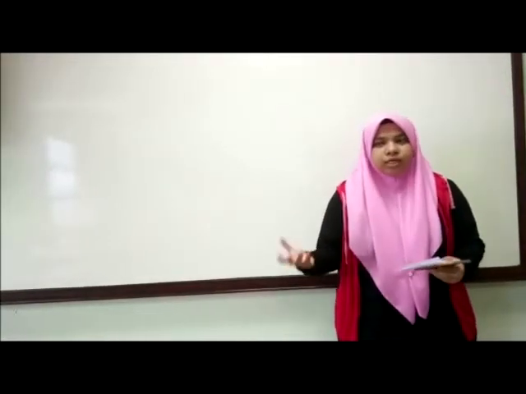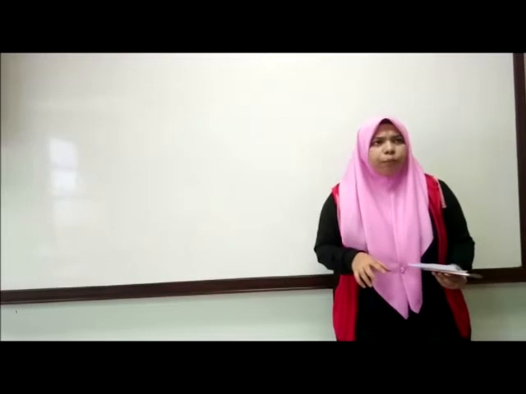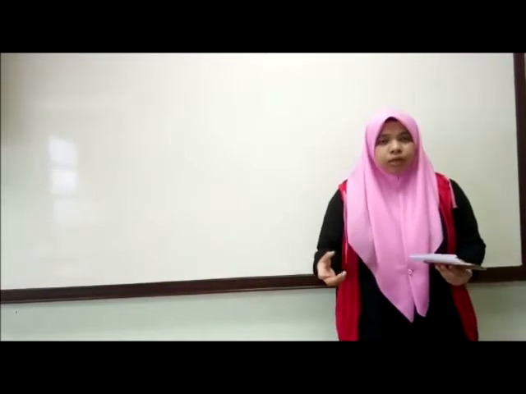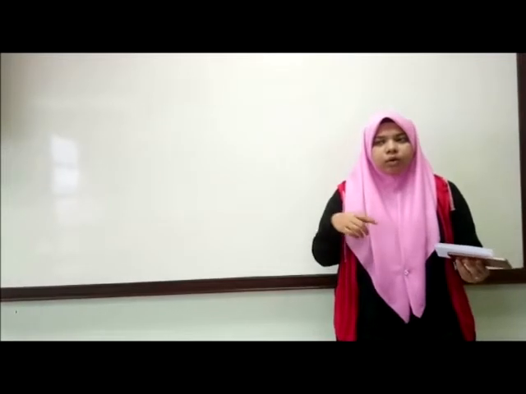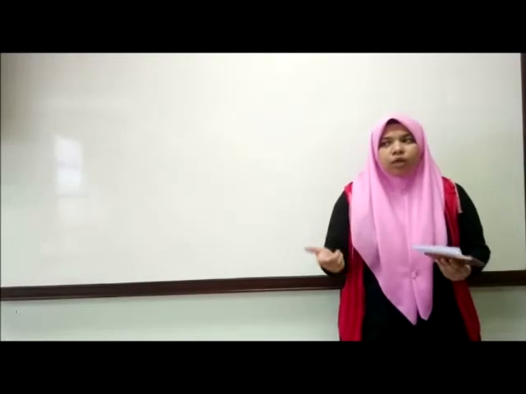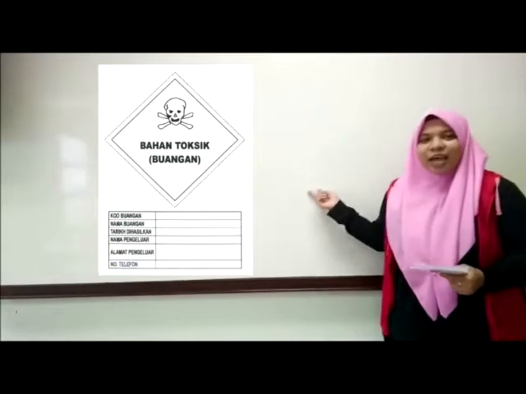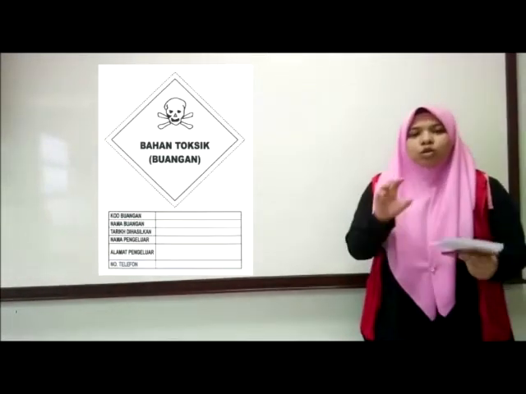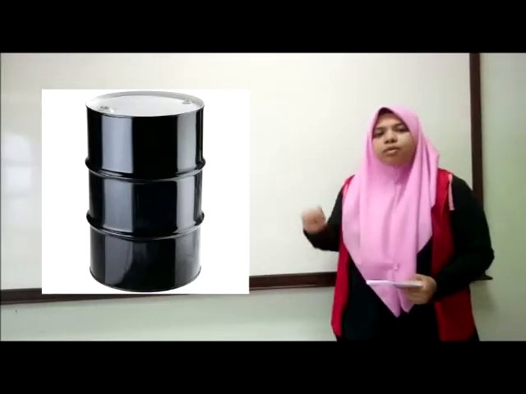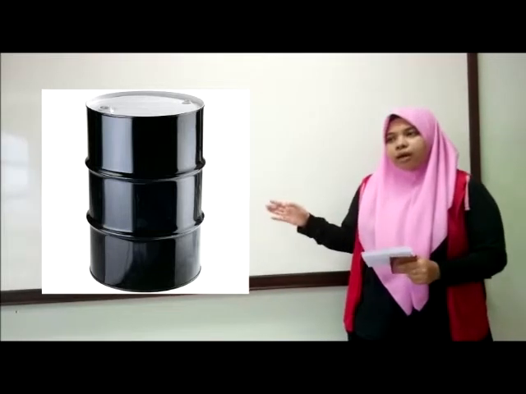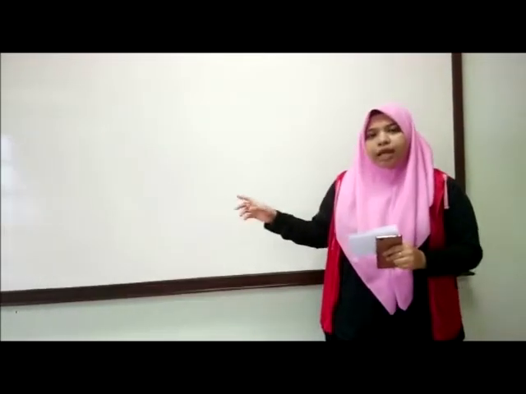We know that IETS sludge is any deposit that comes from treatment or chemical reaction, which can be in the form of solid, liquid, or any deposit. So for IETS sludge, the hazard symbol is toxic, and the container that we use to store the IETS sludge is an open top drum with cover and clamp, which is made from steel. The container is usually black in color.